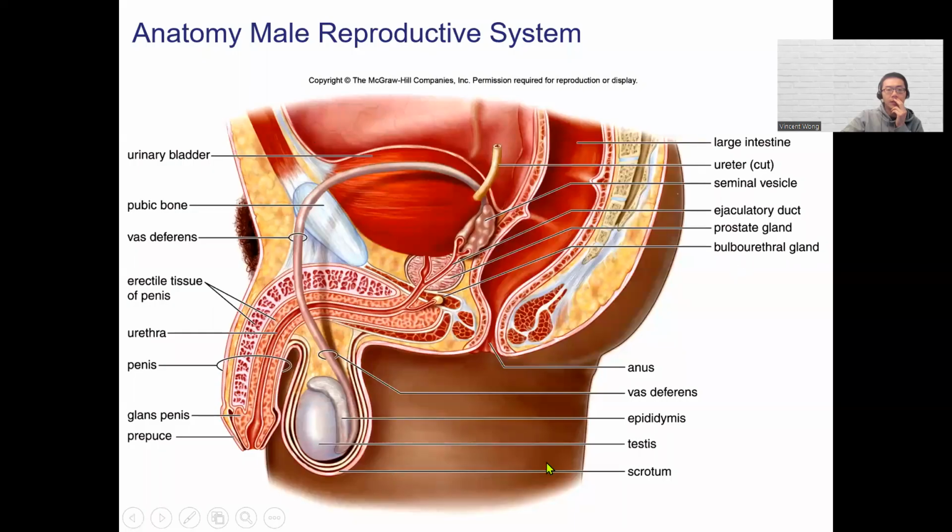I mean, you can take a look at this. This is pretty much similar to what we have in the diagram. You know, you can mix and match the terms and see what they look like in a different diagram.